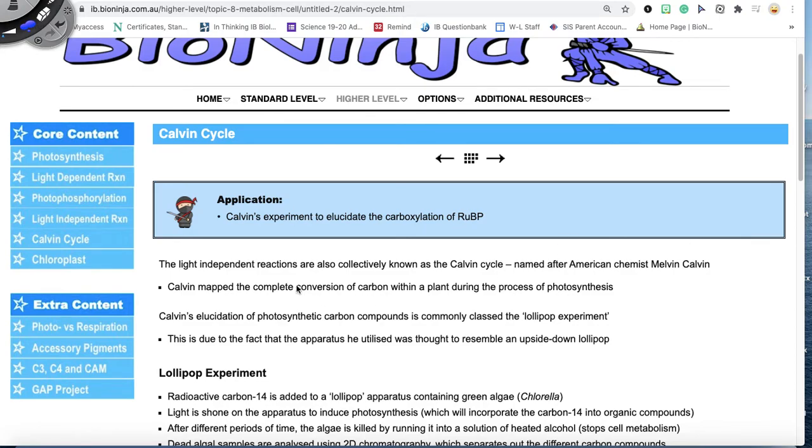So today we are going to look at 8.3, the Calvin cycle, and we're going to focus on how the Calvin cycle was discovered and who discovered it and how the experiment came about.